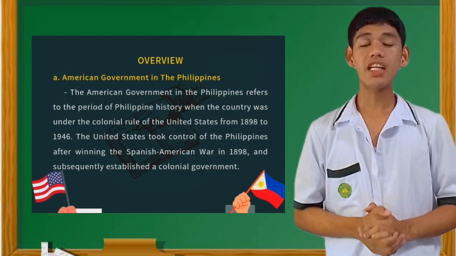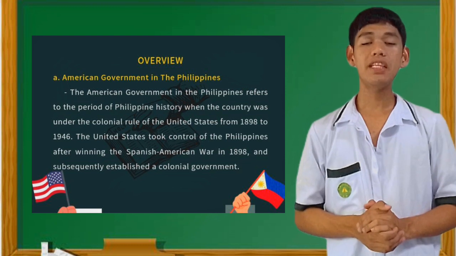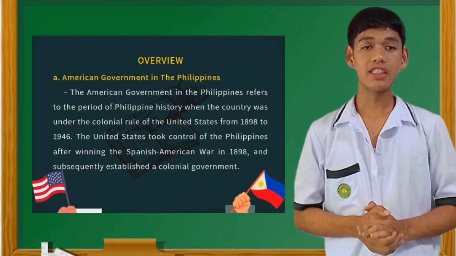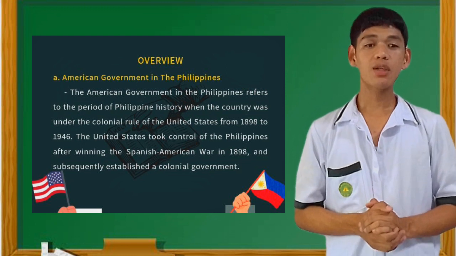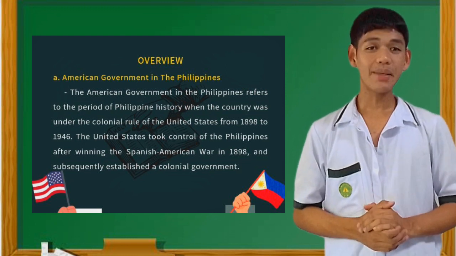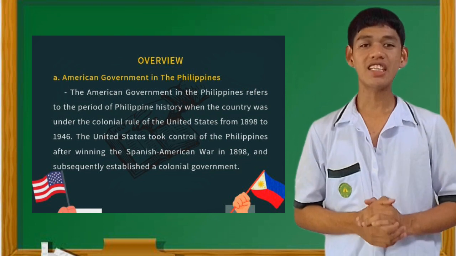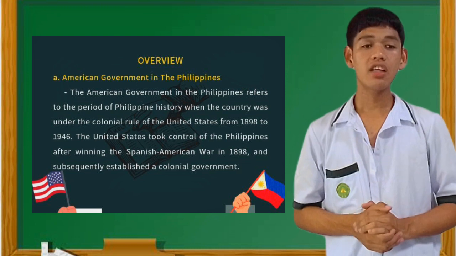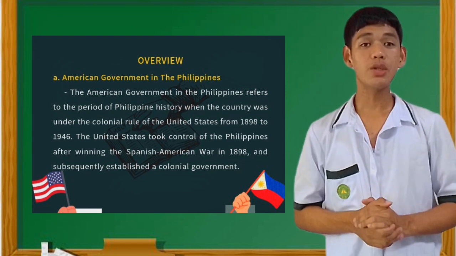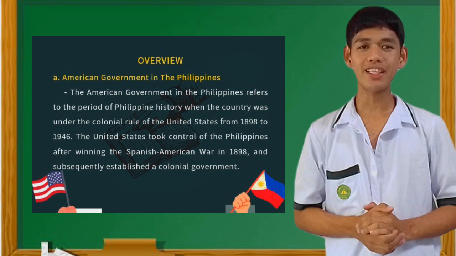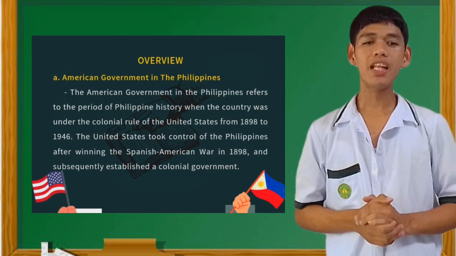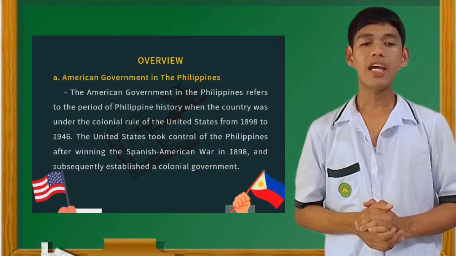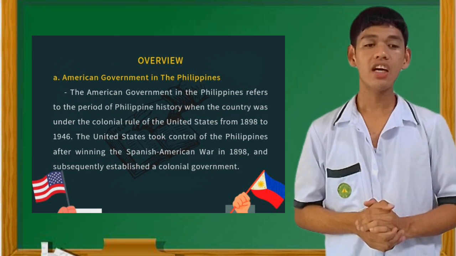During the American colonial period, the Philippines experienced significant changes and reforms in various aspects of its society, including politics, economy, education, and infrastructure. Additionally, the Philippines finally gained its independence from the US on July 4, 1946, and the Philippines and the US maintain a close relationship, with the US providing economic and military aid to the country.